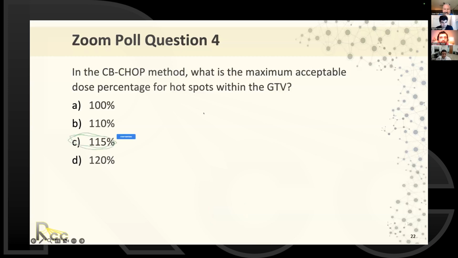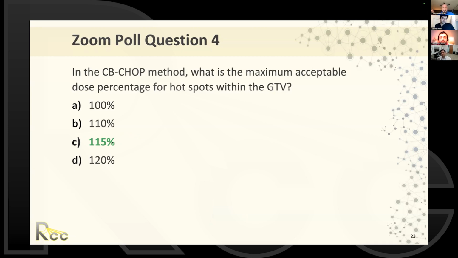Okay, so we can end the poll. We have a good amount of people responding, and 71% of the audience chose C, 115%, which is correct. We were talking about that for head and neck. It's very common that 115 is what everybody is widely using as a hotspot.